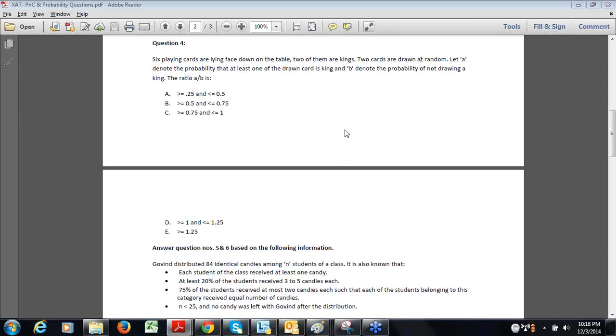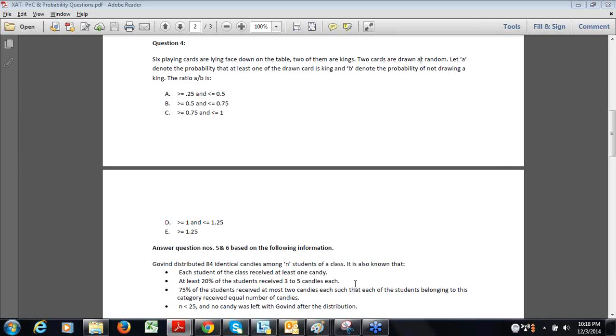Question number 4, what does it state? 6 playing cards are lying face down on the table. 2 of them are kings. 2 cards are drawn at random. Let A denote the probability that at least one of them drawn is a king, and B denote the probability of not drawing a king. The ratio A by B is what?